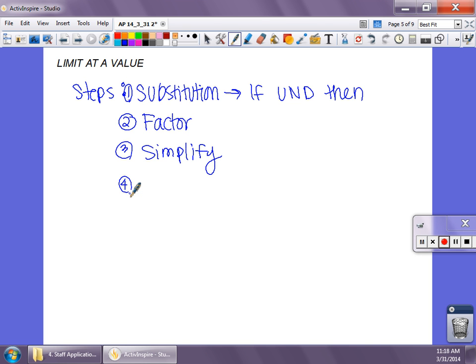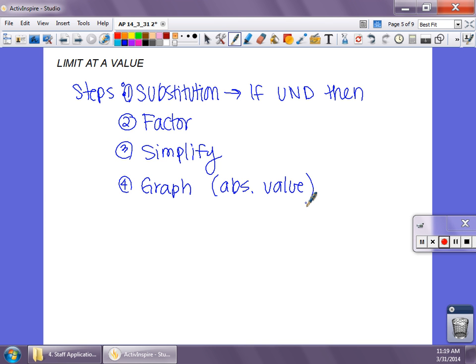Number 4, if those don't work, try graphing it. What do we know we have to graph? Absolute value. Don't guess on those. They like to use the absolute values because absolute value graphs can be tricky. Normal absolute value looks nice and easy. It looks like a V. But if I do something to an absolute value, I can make the function look really tricky.